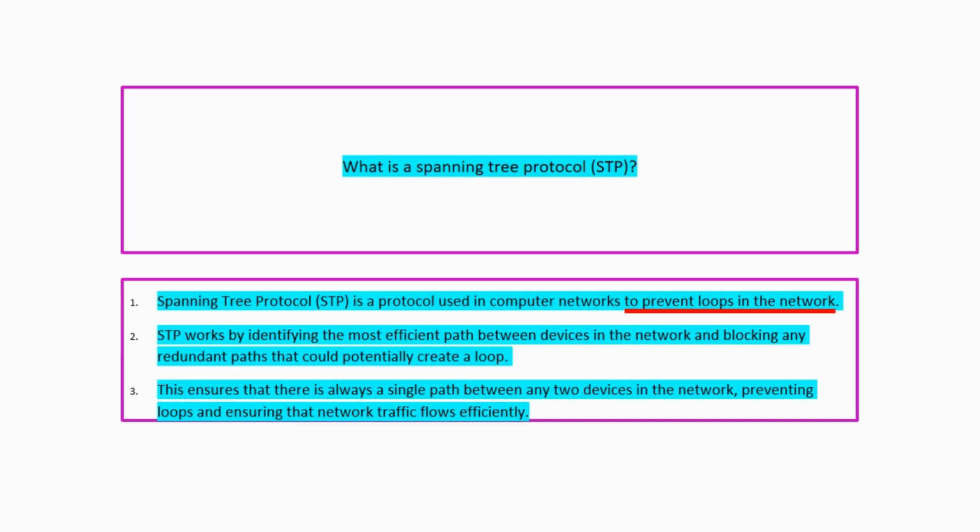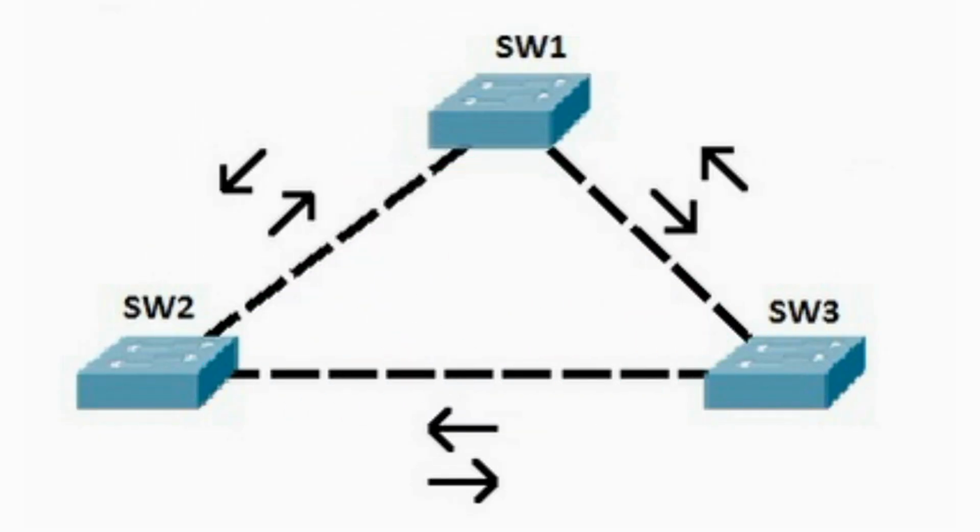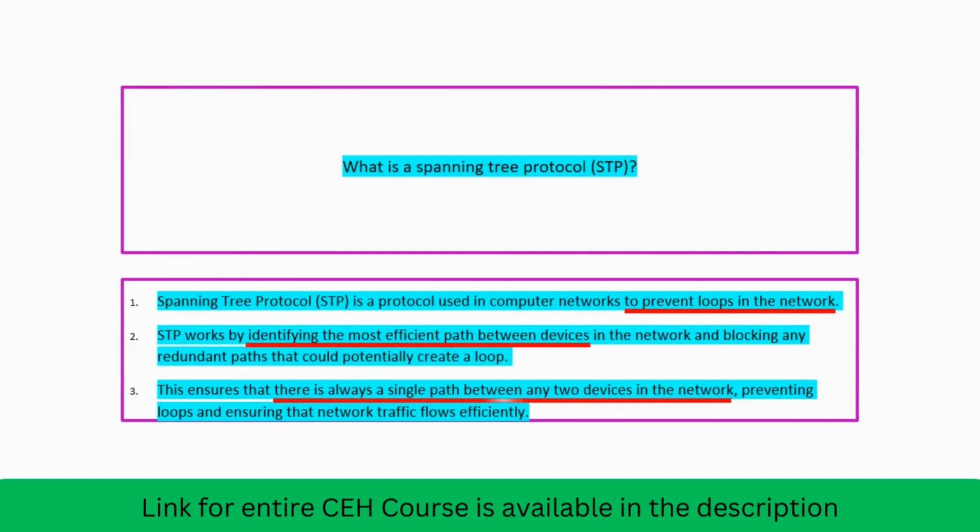It works by identification of the most efficient path between the devices within the network and blocking any redundant paths that could potentially create a loop. This ensures that there is always a single path between any two devices in the network, thus preventing loops and ensuring that the network traffic flows efficiently.